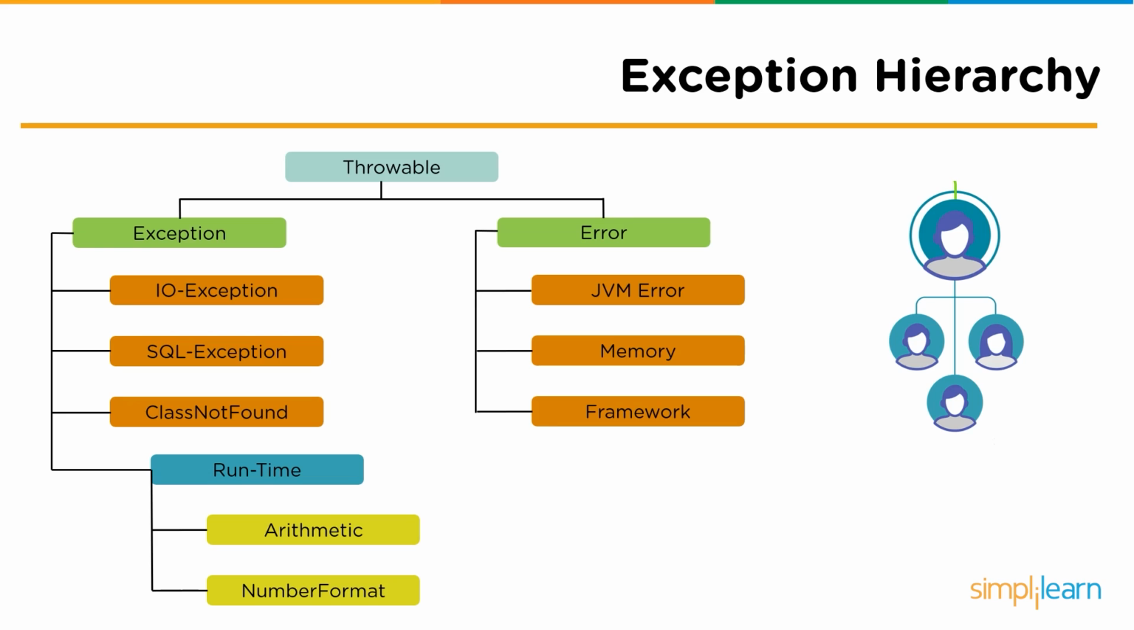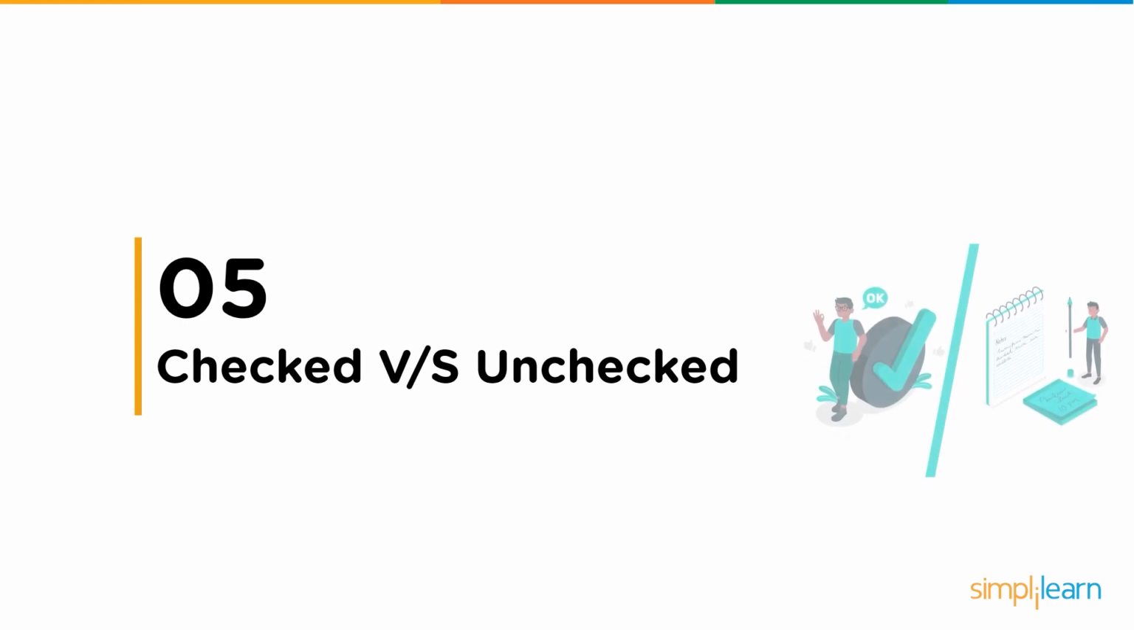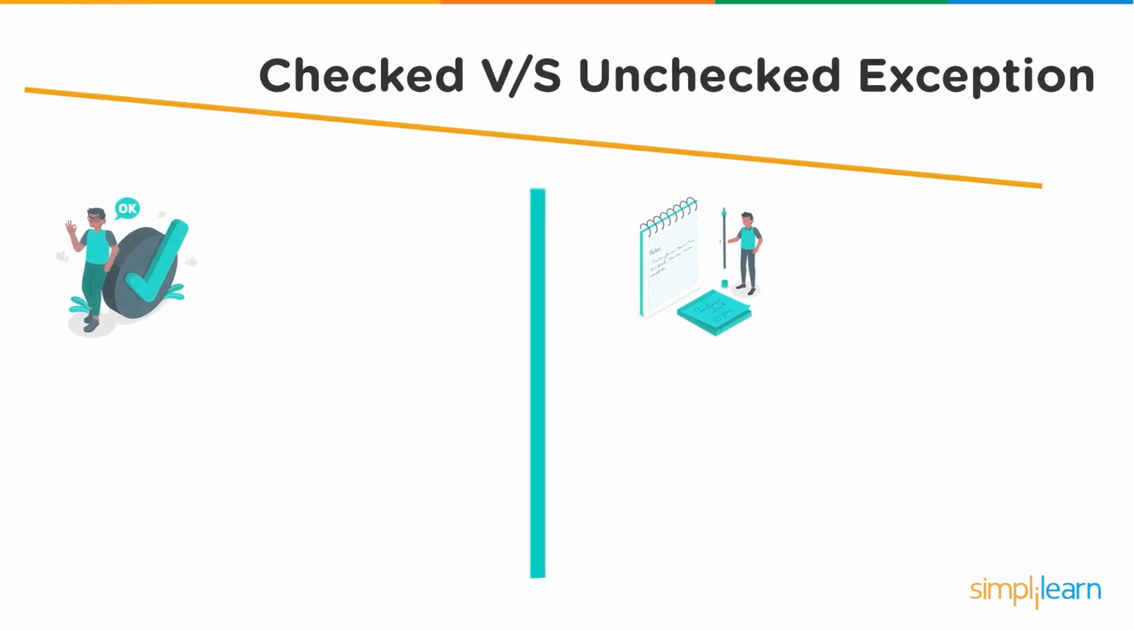Now the Exception is inherited by a few more exceptions which are mentioned as below. The exceptions can be input-output exception, SQL exception, class not found exception, runtime exception, and many more. Further, the runtime exception is inherited by some more, which are the arithmetic exception, number format exception, etc. Now that we have a good understanding of the exception hierarchy, let us move ahead and check the differences between checked and unchecked exceptions.